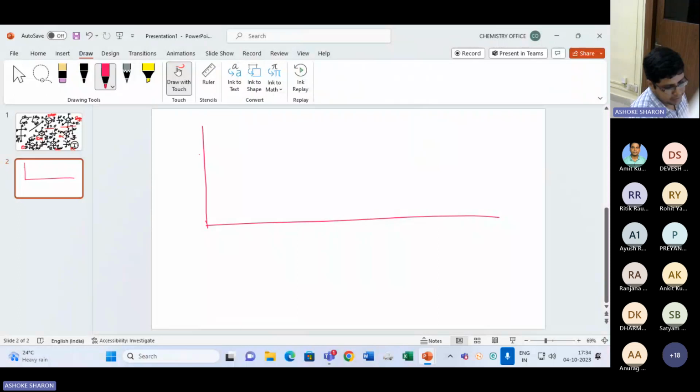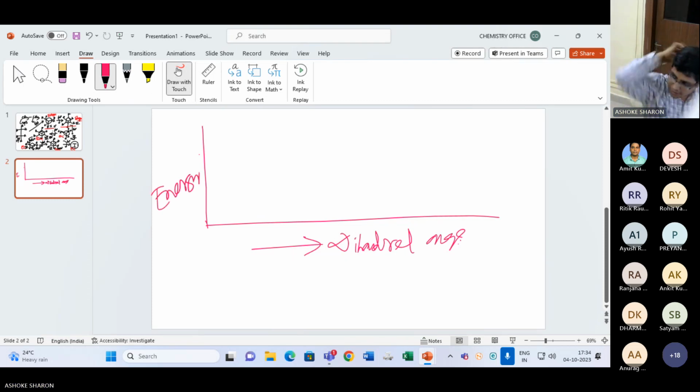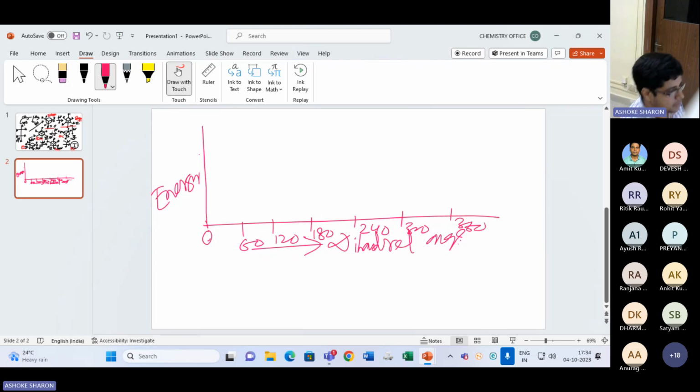So I'll write here, this direction will be your dihedral angle. Okay, this direction is the energy. Clear? So this is 0 degree. Then this is 60 degree. This is 120 degree, 180 degree, 240 degree, 300 degree, and this is 360 degree.